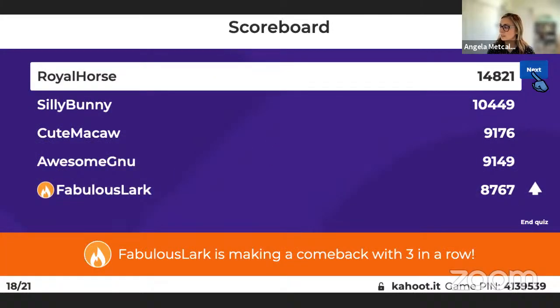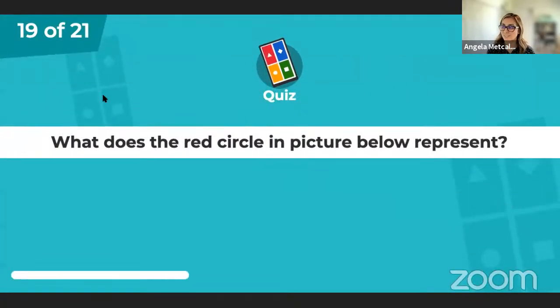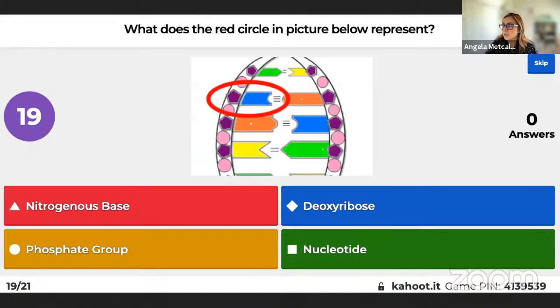Ooh, fabulous lark. A lark is a bird, by the way. What does the red circle in the picture below represent? I forgot to change this one. Nitrogenous is nitrogen base.